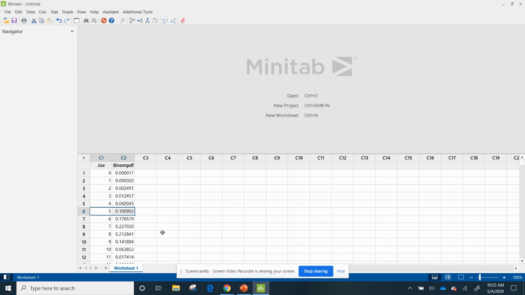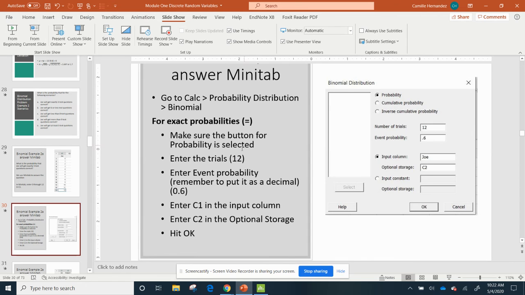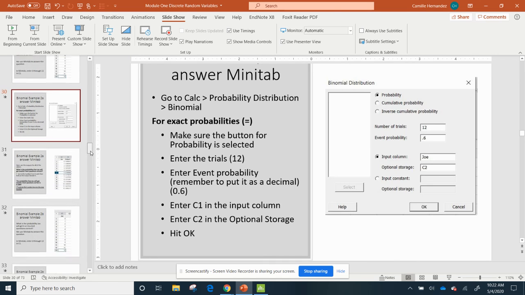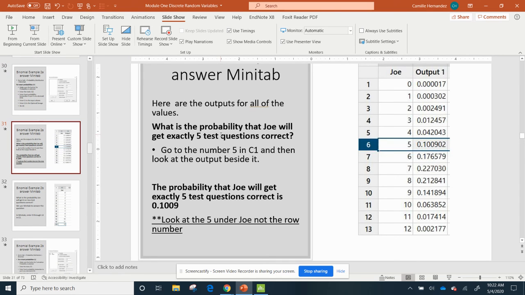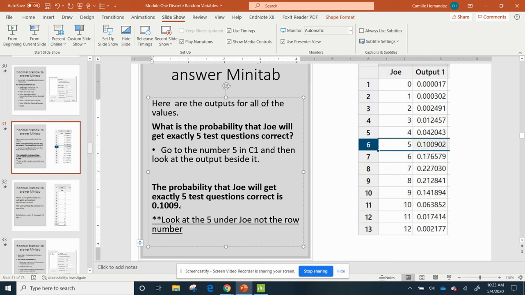So remember, let's go back to our question, and I'm going to do it here for you, okay? So the probability that Joe will get exactly 5 test questions correct. So I went to 5 here for Joe, and I looked over, and here's my answer. I'm putting it to 4 decimal places, 0.1009. If I made it a percentage, it would be roughly 10% that he'll get exactly 5 test questions correct. And that's how you do that.